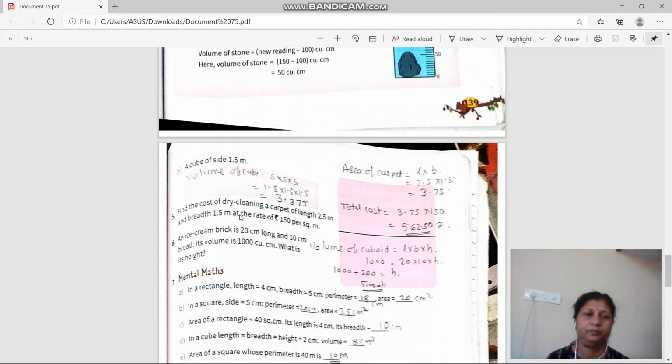Okay, we have completed this one. Okay, find the cost of dry cleaning of a carpet of length 2.5 and breadth 1.5 meter. Okay, so we have to find the dry cleaning cost of the carpet. So first of all, we have to know the area of the carpet, right? So what will be the area of carpet? It is equal to length into breadth, that is 2.5 multiplied by 1.5. So it is 3.75. Now total cost is equal to area multiplied by rate.